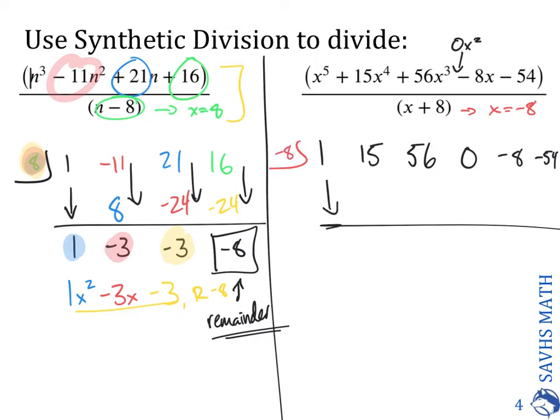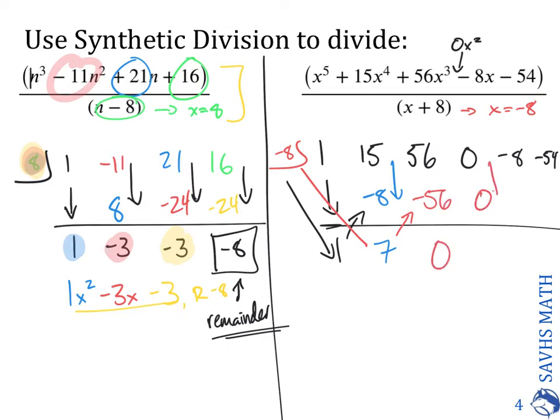Okay, as I go down, I add. As I go across, I multiply. So I get -8 here. I add down, I get 7. I multiply over, and I get -56. Then I get 0, then I get 0, then I add, and I get 0, and then I multiply, and I get 0, and then I add, and I get -8, and then I multiply, and I get 64, and then I add and I get 10. The 10 is the remainder.